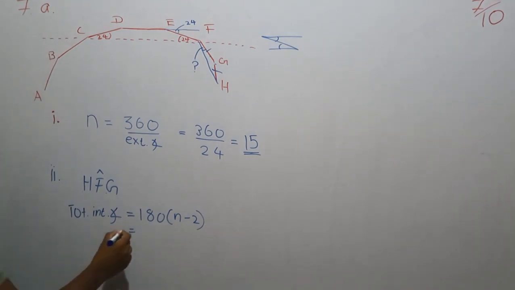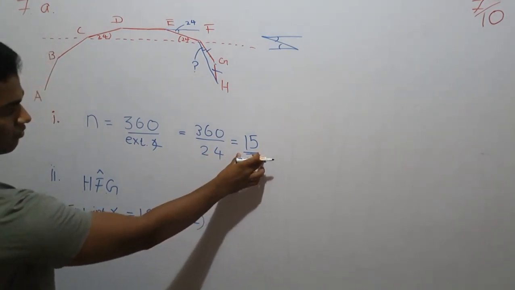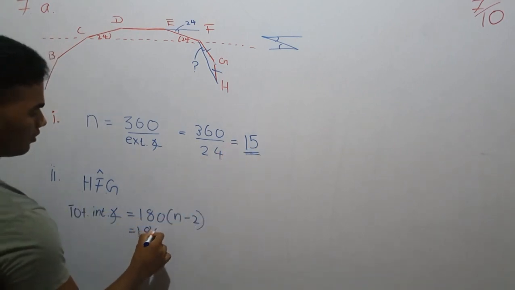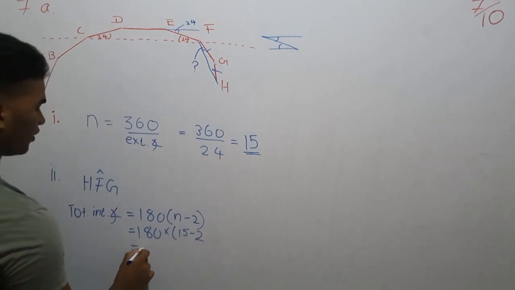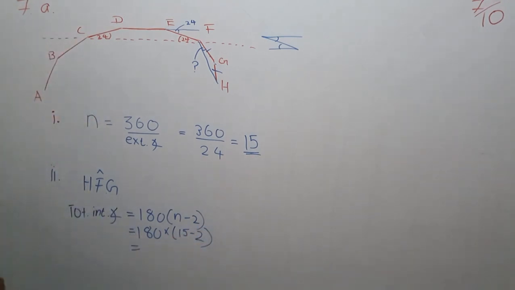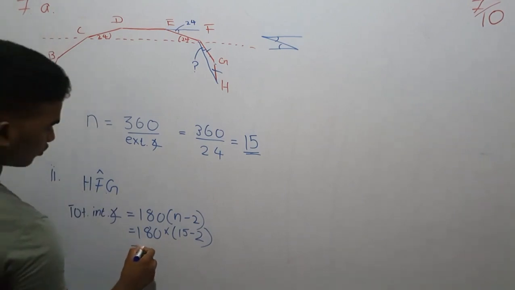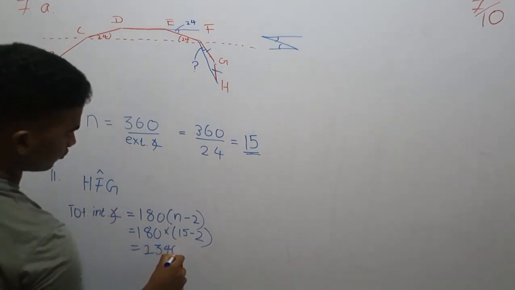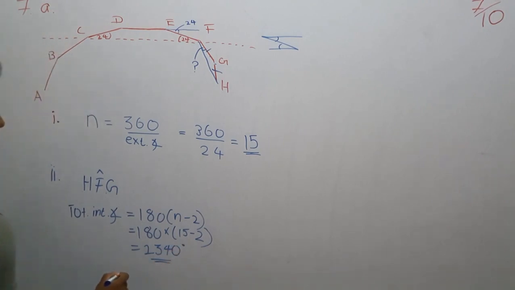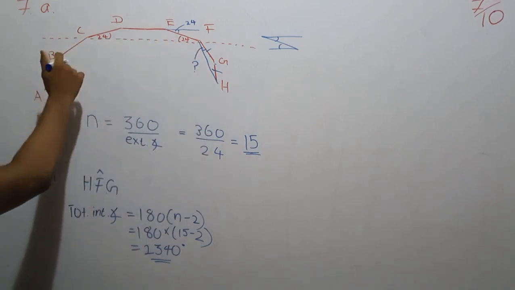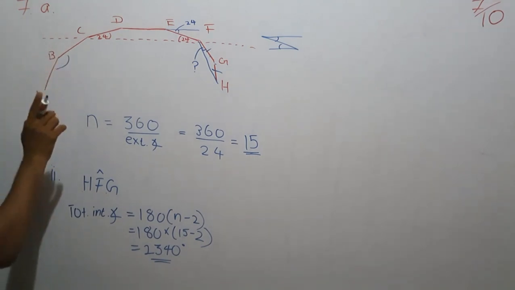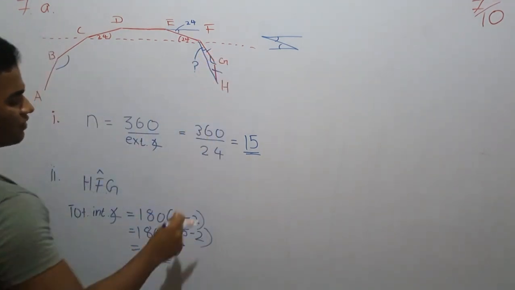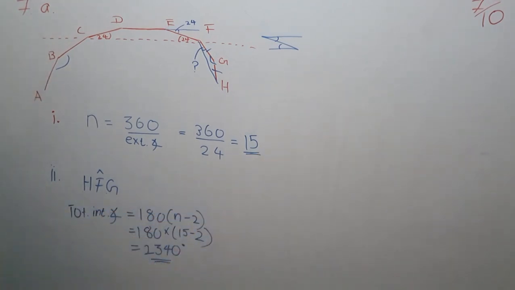So 180, n is 15, we calculated earlier as 15 into 15 minus 2. So when you straight away put it in the calculator, you are getting that answer as 2340 degrees. Now this 2340 degrees is the total value of the addition of these angles, total interior angles. So to get one angle, we should divide it by the number of sides, which is 15.